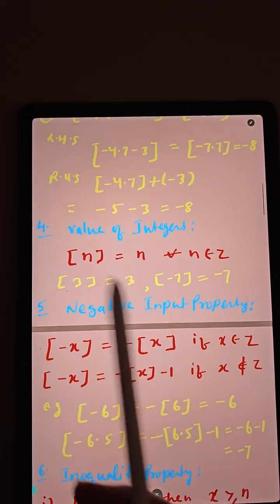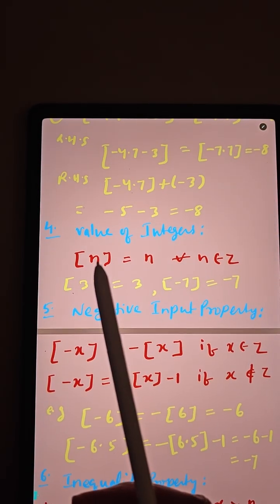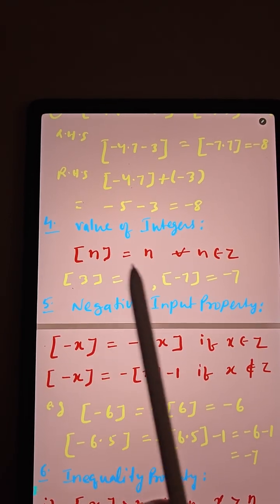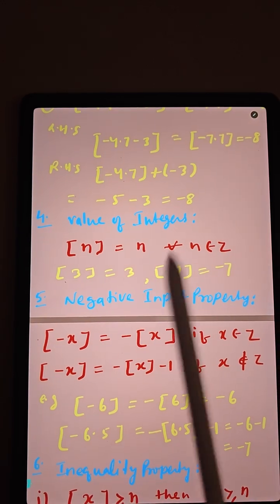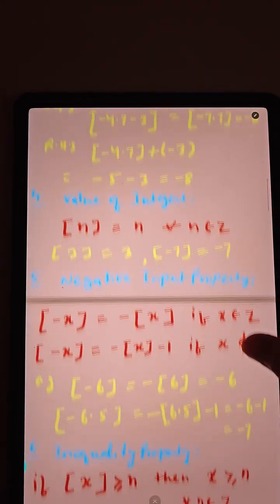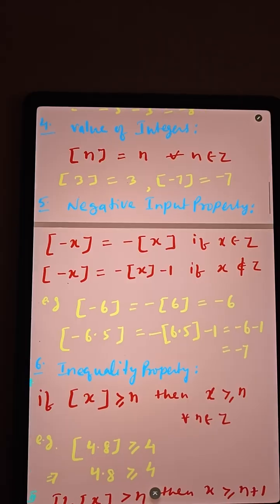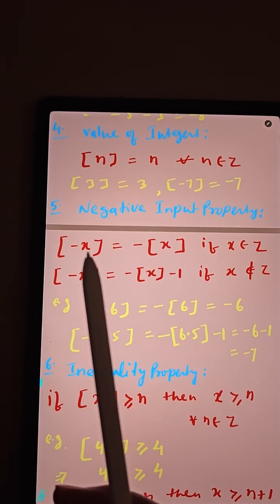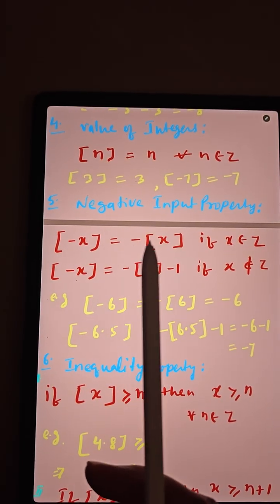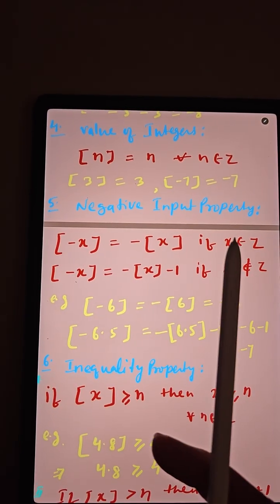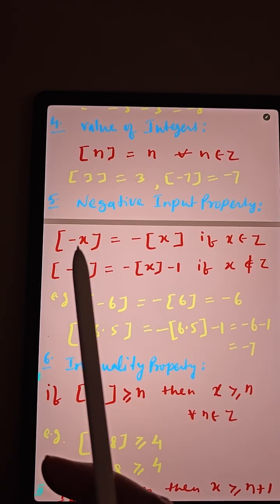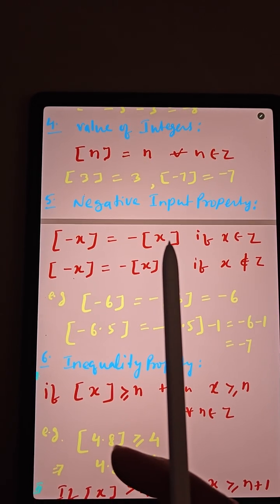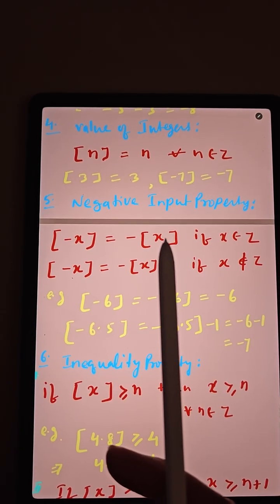Now come to the next property, value of an integer. That is, the greatest integer function of an integer has no change; it comes out as it is. If it is positive, it comes out as a positive number. If it is negative, it comes out as a negative. Now the negative input property: when we enter a negative real number, what happens? In the case of integers, [minus x] is minus [x], so basically there is no change in that value.